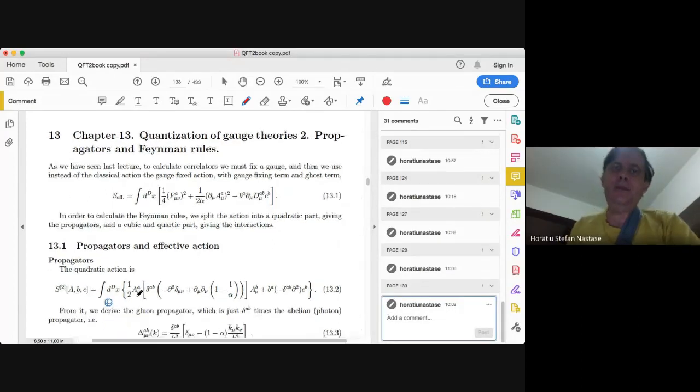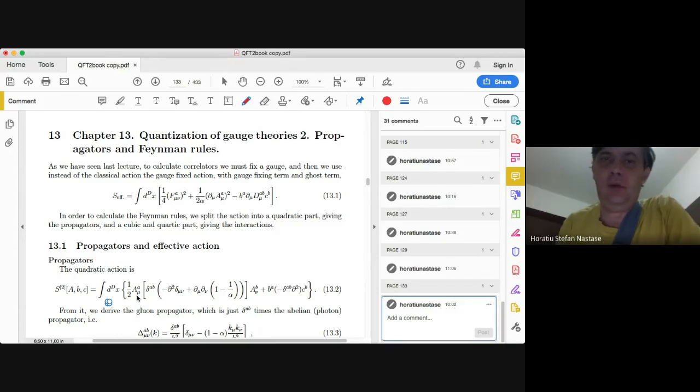Alright, so today's lecture is the continuation of the quantization of gauge theories. So in the last lecture, we've seen how to deal with gauge invariance through the Faddeev-Popov procedure.